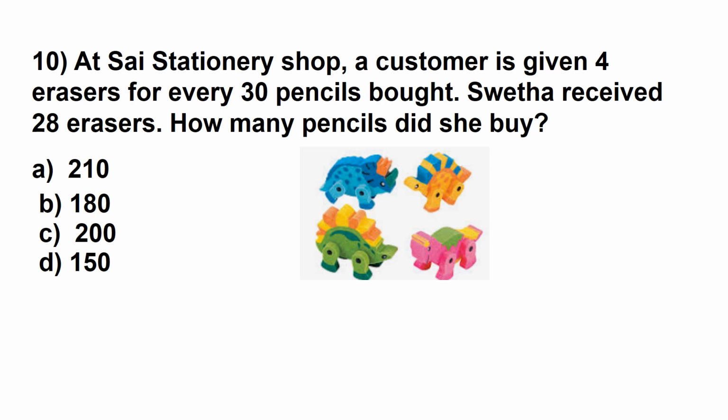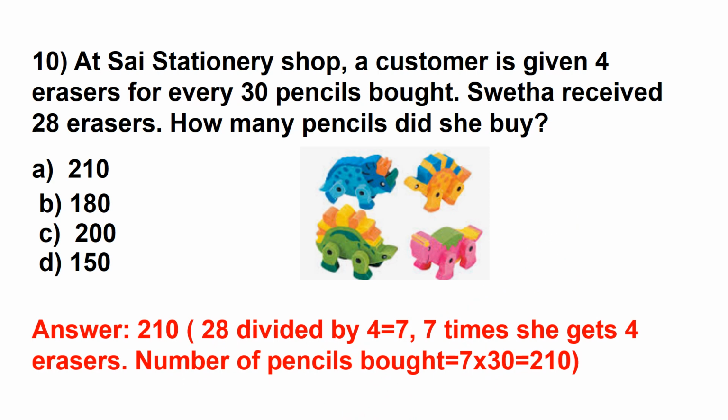Next one. At Sai stationery shop, a customer is given 4 erasers for every 30 pencils bought. Sweta received 28 erasers. How many pencils did she buy? Right option A.